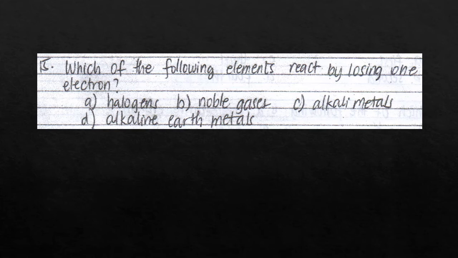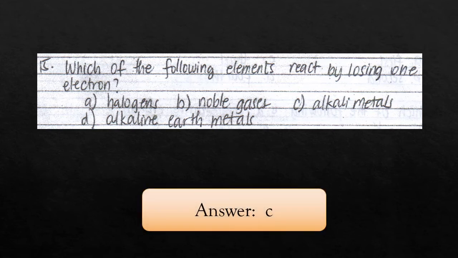Number 15. Which of the following elements react by losing one electron? Letter A, halogens, letter B, noble gases, letter C, alkali metals, or letter D, alkaline earth metals? Now the answer is letter C, alkali metals.